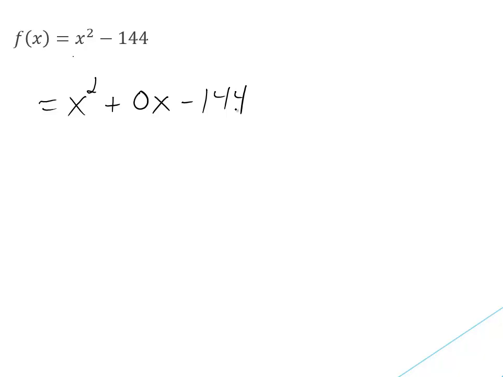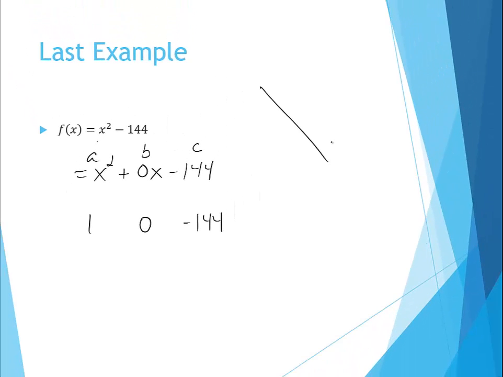Now we can label. We have a, b, and c. A is 1, B is 0, C is negative 144. Looks impossible, but it's not really that bad. Let's go ahead and make our x. What goes on top? Bottom. Divide by. What do we find the factors of?